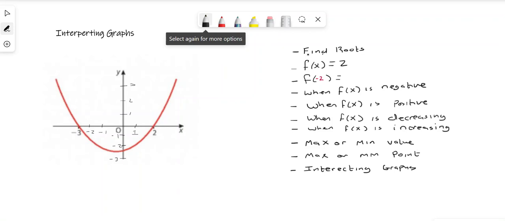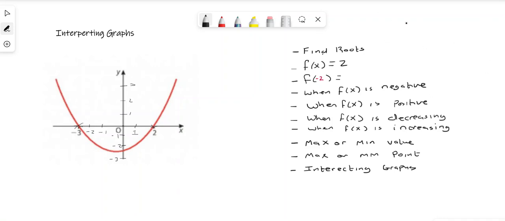The first thing you could be asked, for example, is to find the roots. The roots are basically the values of x for your function. What we're doing is looking at when y is equal to 0, which is here. What are the points at which x is 0, what are the roots? And the roots are going to be these here. So this one here and this one here.